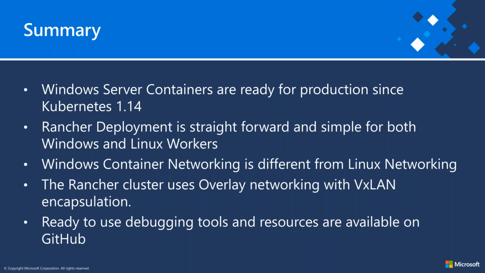As a quick summary, we talked a little bit about what Windows Server containers are and what we've been up to since we released when stable in Kubernetes 1.14. You've seen that it's fairly straightforward and simple to bring up a Windows cluster and Linux workers in the same cluster if you desire to do so. You've also seen that Windows Container Networking is slightly different from Linux networking and requires a slightly different tool set to debug and investigate issues. The Rancher cluster uses overlay networking with VXLAN, and we also have ready-to-use debugging tools and resources available on GitHub and in the official documentation.